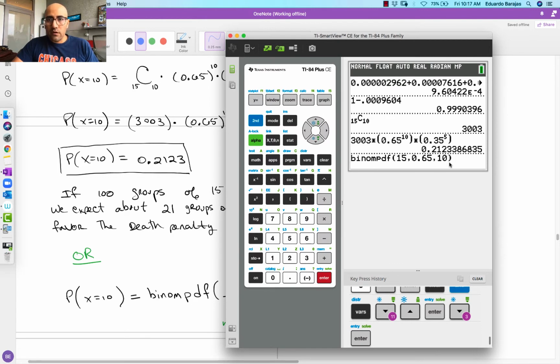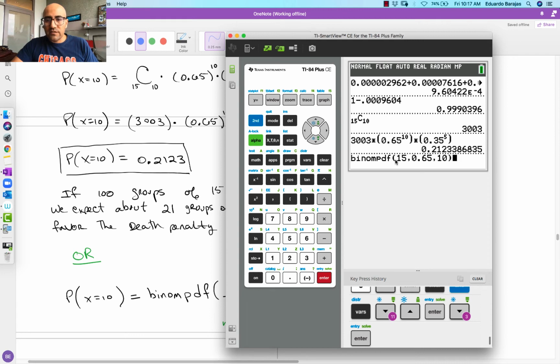Some of the older models might not have that little in-between menu that helps you fill in these values. On some of the older calculators, when you type in binom PDF, it automatically brings you to this screen, and this is blank, and this thing is blinking right there because it wants you to type it in. So if you have one of those calculators, you have to type in 15, and then use this button that has a comma, and then type in 0.65, comma, and then 10, and then close parentheses so that you achieve this. People had a lot of trouble with that in the older models.